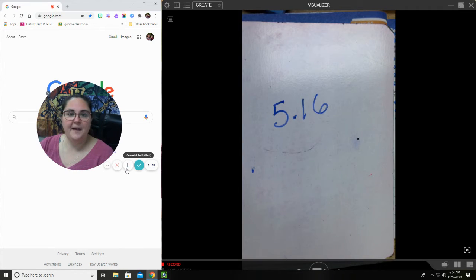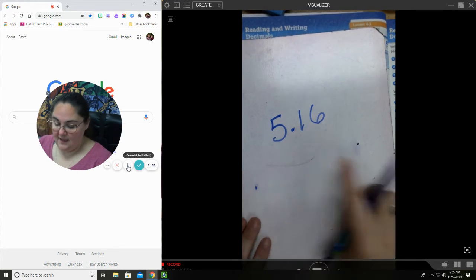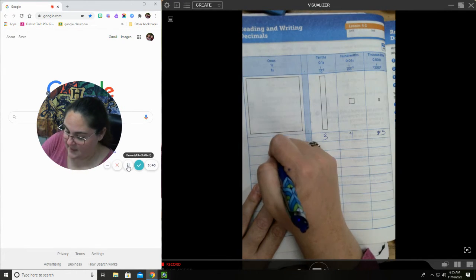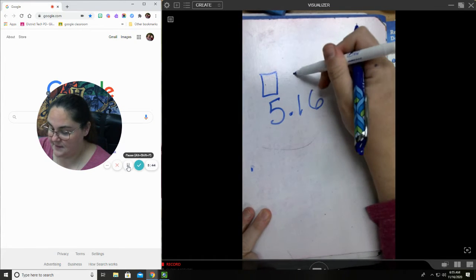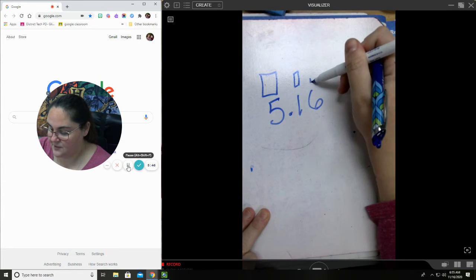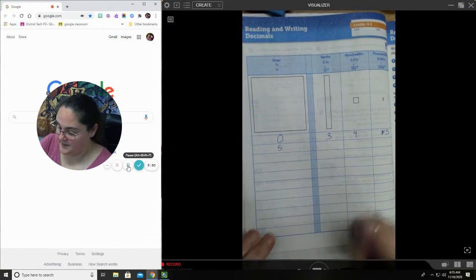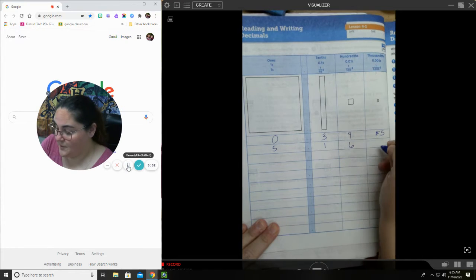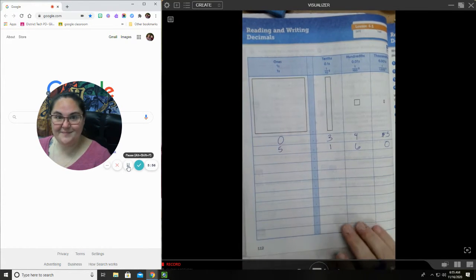5.16. How would I put that in my chart? Well, the way you would do this is you would put this in your ones column. So 5 goes in my ones column. And remember, I like to draw the picture above it. So this is my ones. This is my tenths. This is my hundredths. And I have no thousandths. So 5.16. And I'm going to put a 0 here because there are none. That's how I would write it in the chart.